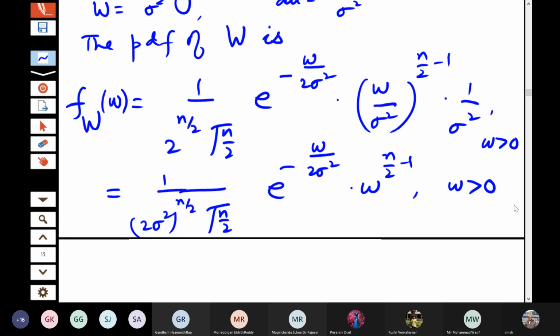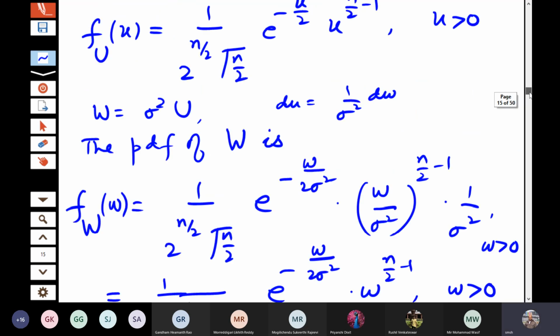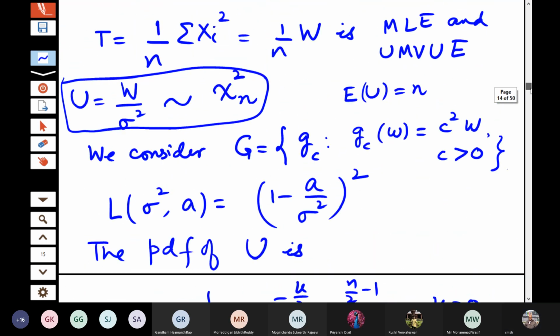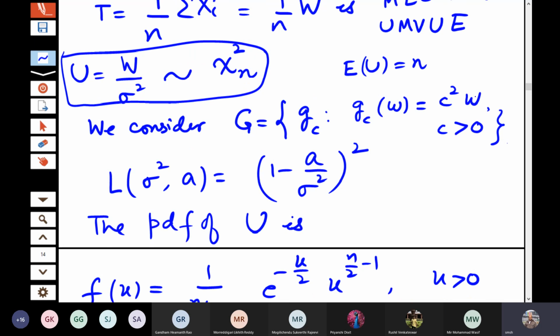Now if I am implementing this group here, C square W, then what happens to this? Actually I can put C itself, just to avoid confusion, because sometimes it may lead to a little bit of confusion.